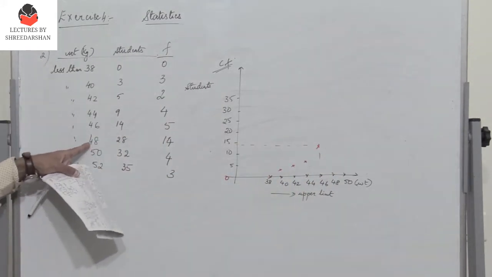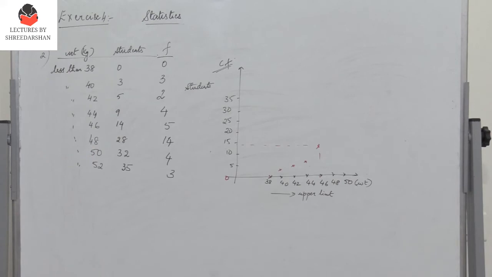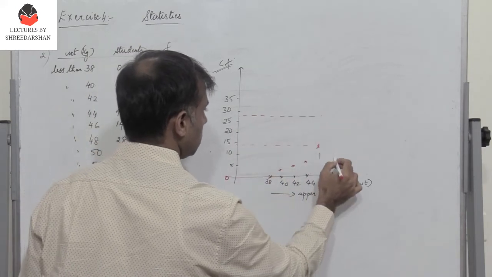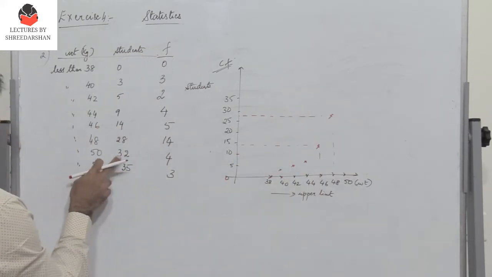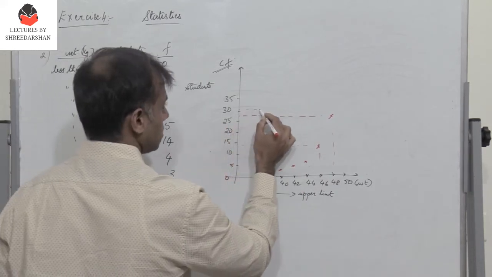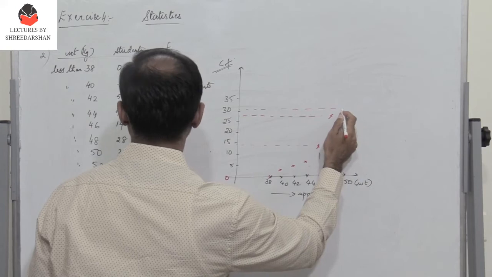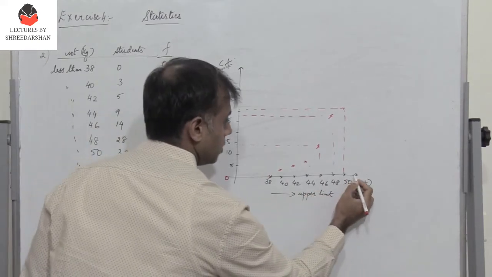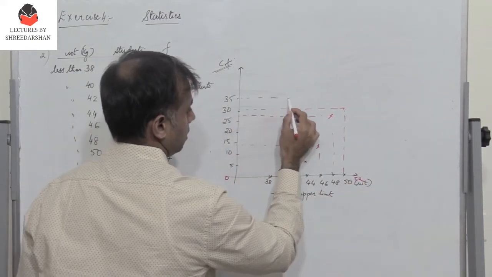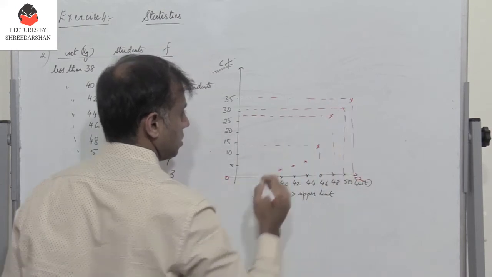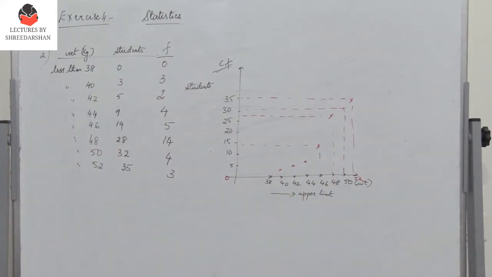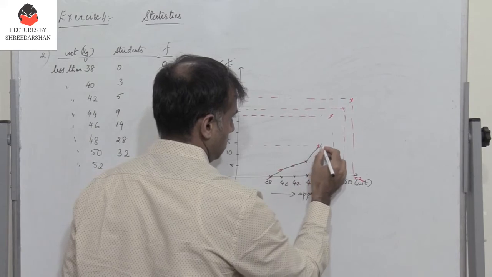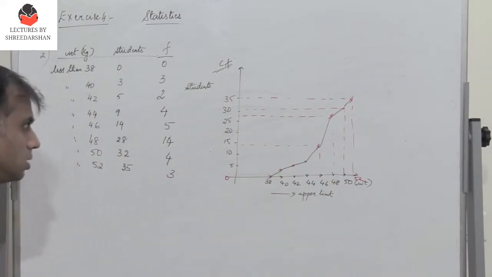Next 28 and 48, right? So 28, so there's a certain increase, so 28 and 48, so I get a value here. And then I have 32, so 32 is a value here, which is 50, and the next one is 52. So 52 and 35. So these are the points I get, right? So now I join these points. So when I join these points, I get a graph like this. Okay?